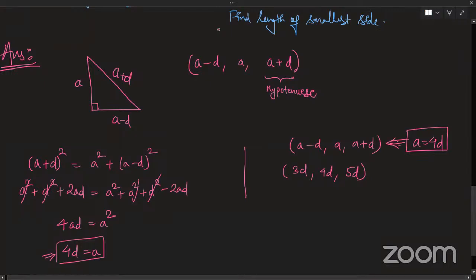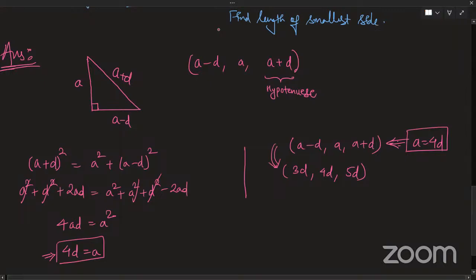See, it is the Pythagoras theorem. So basically, a plus d whole square is the sum of a square and a minus d whole square, right? Using this, I got that a is equal to 4d. So when a is equal to 4d, I substitute a as 4d here, and I got my sides as 3d, 4d, and 5d, right?